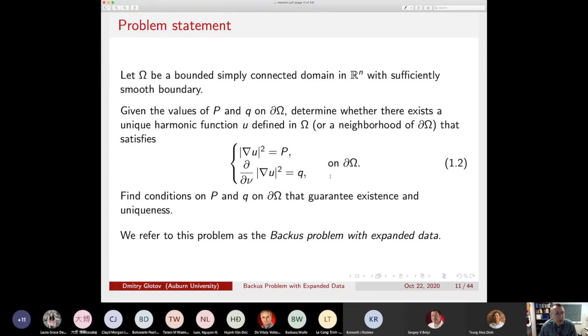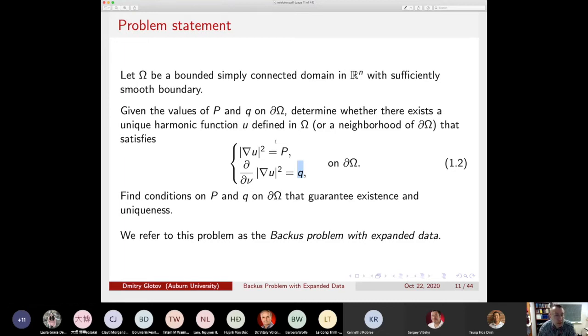So the problem that we propose to consider is, given the values of the magnitude of the gradient P and the value of the normal derivative of the magnitude of the gradient, that's a mouthful, we want to determine whether there exists a unique harmonic function which satisfies these two conditions.